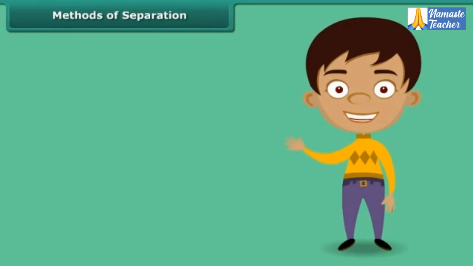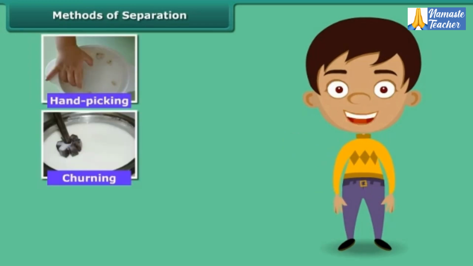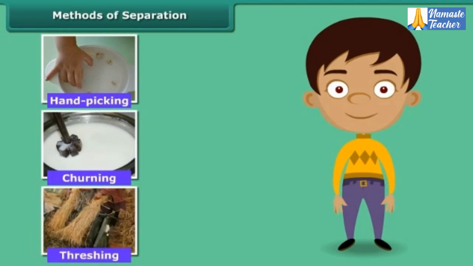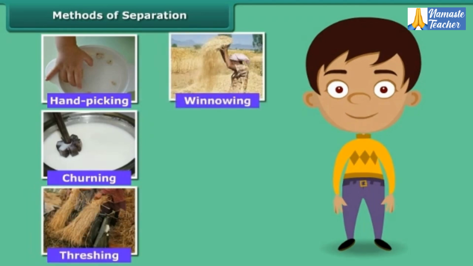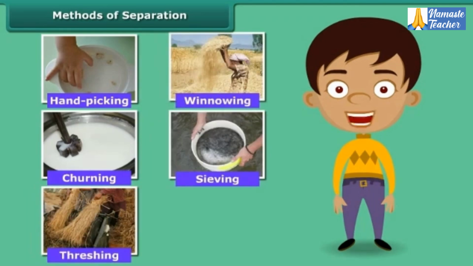You sure would have some idea about the methods of separation. In fact, you would have used some of these methods in your day-to-day life. Let us list some methods commonly used to separate the components of a mixture. Hand picking, churning, threshing, winnowing, sieving. The basis for choosing a method of separation depends upon the physical properties of components.